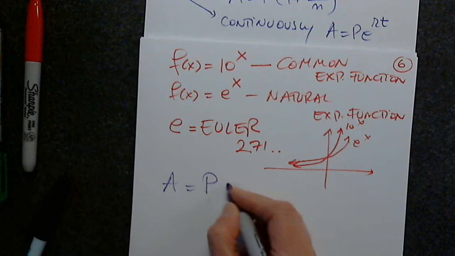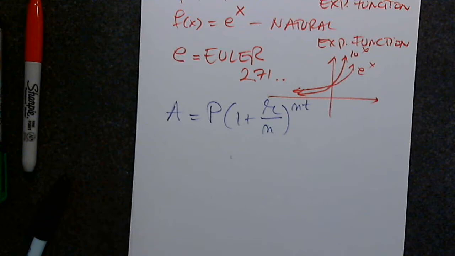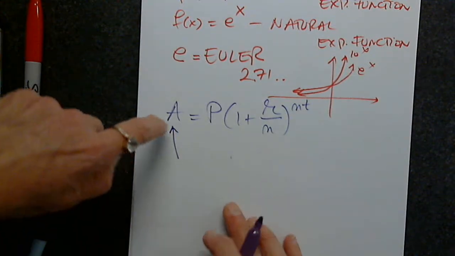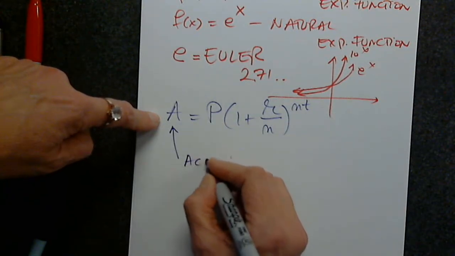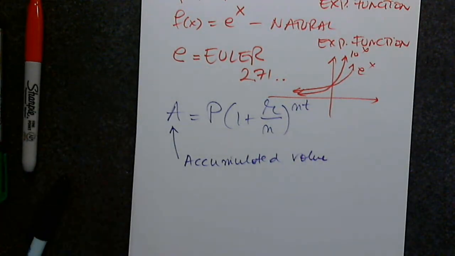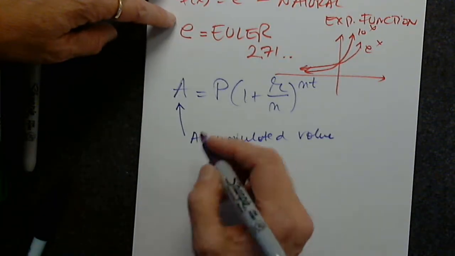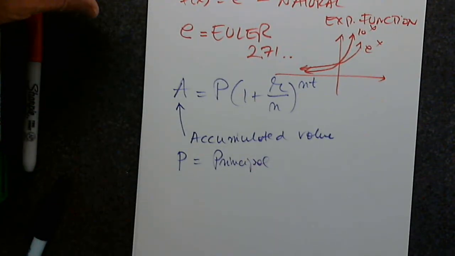So it's A equals P times (1 plus r over n) to the nt. Is that m or n? n in both cases. So A is the accumulated value. For example, if we borrow some money, this is the amount that we have to return at the end of the term. If we deposit money, this is the amount of money we get at the end of the term. The accumulated value. P is the principal, what we borrow or what we deposit.